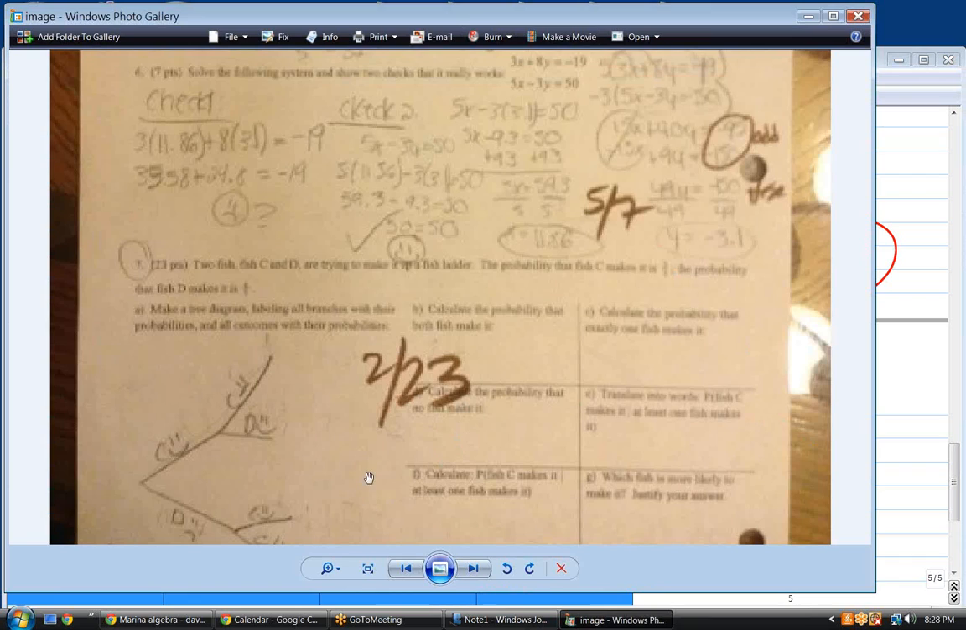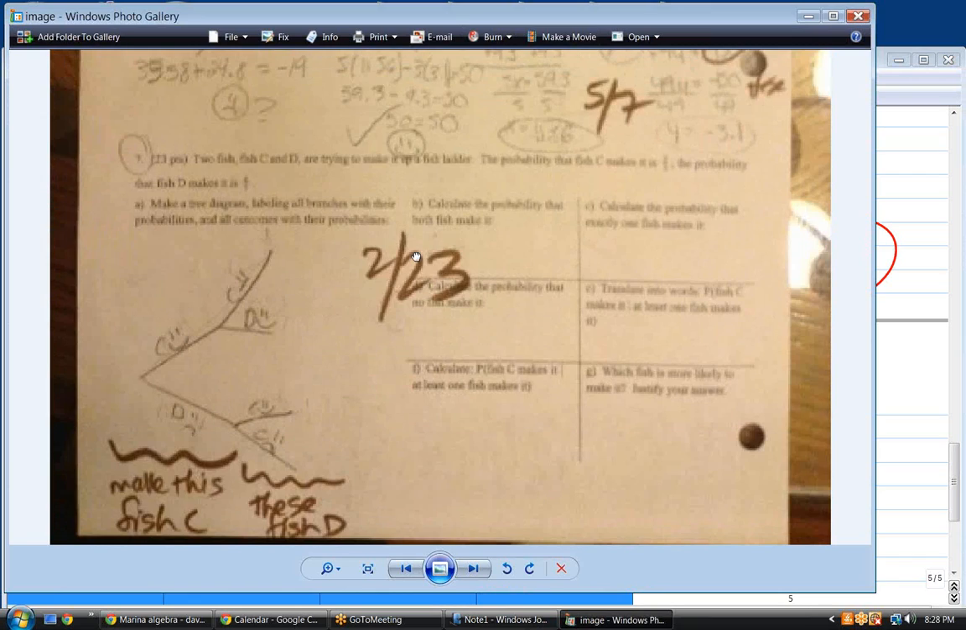Mm-hmm. Okay, number 7. 2 out of 23, what does that mean? Where? Oh, that's how I got 2 out of 23 points on this question. This question was worth 23 points? Yeah, because it's one of the main things that we learned, but I didn't know how to do it. Okay.